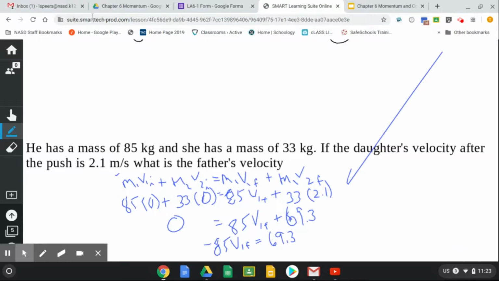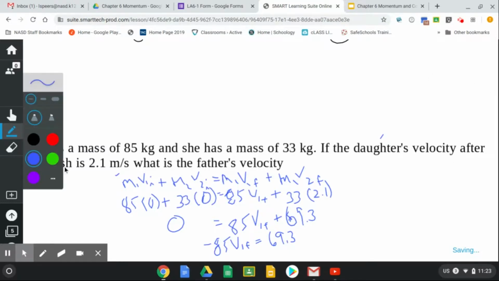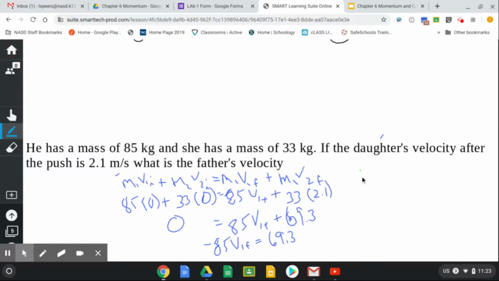again, dividing both sides by the negative 85 is going to give me a velocity of the father of negative 0.815 meters per second.